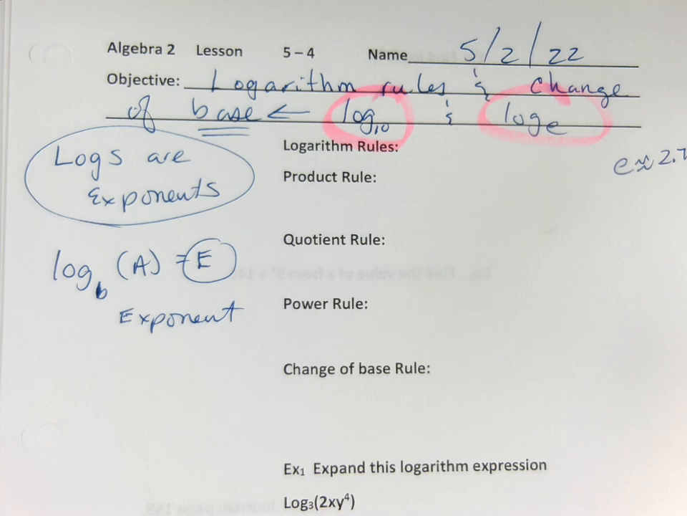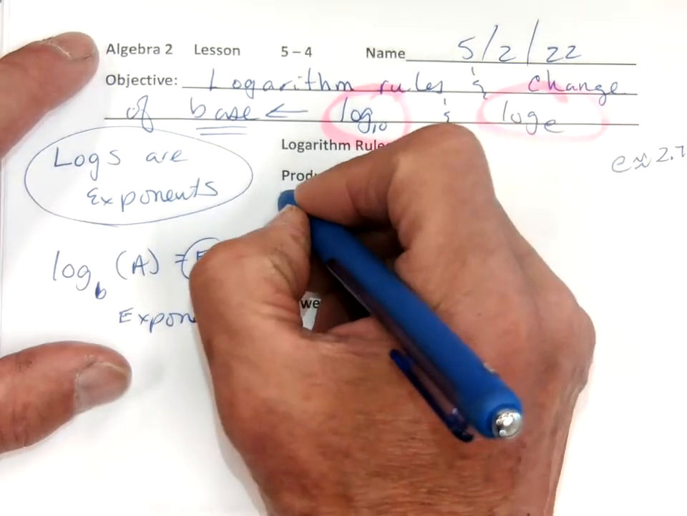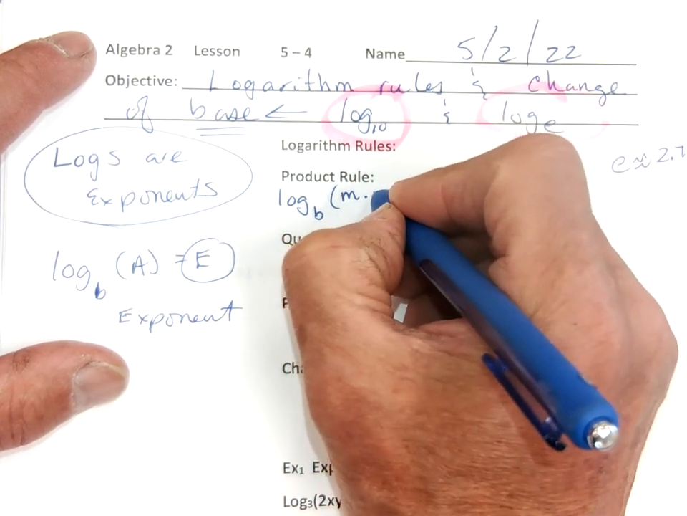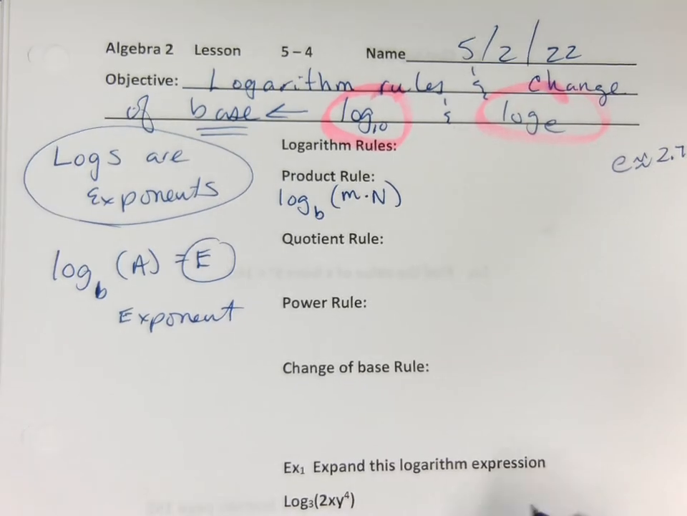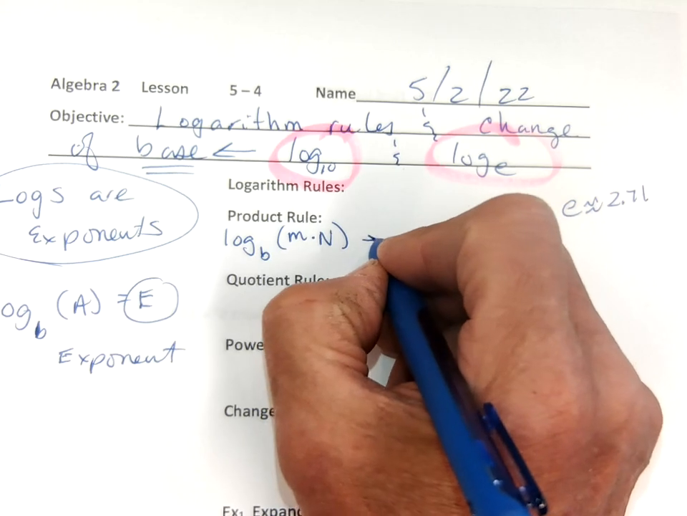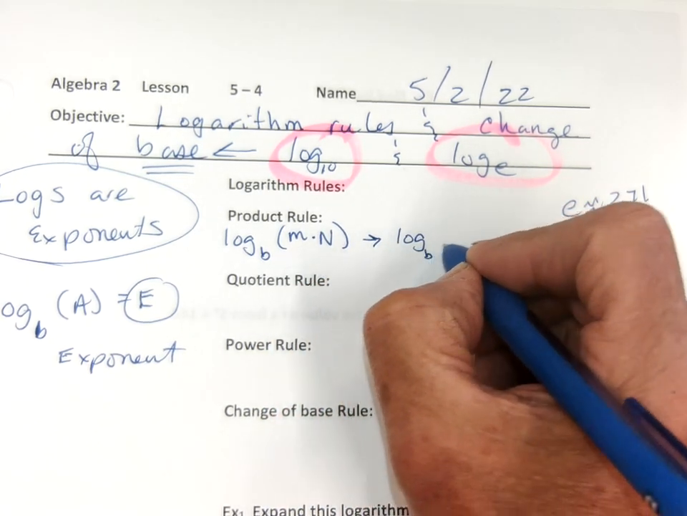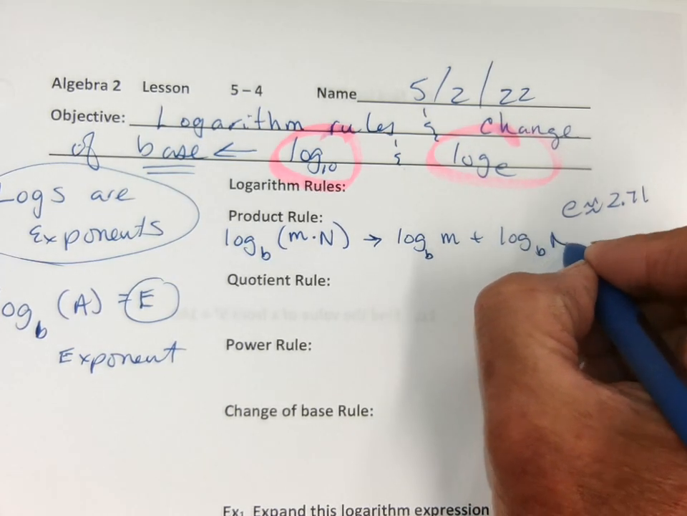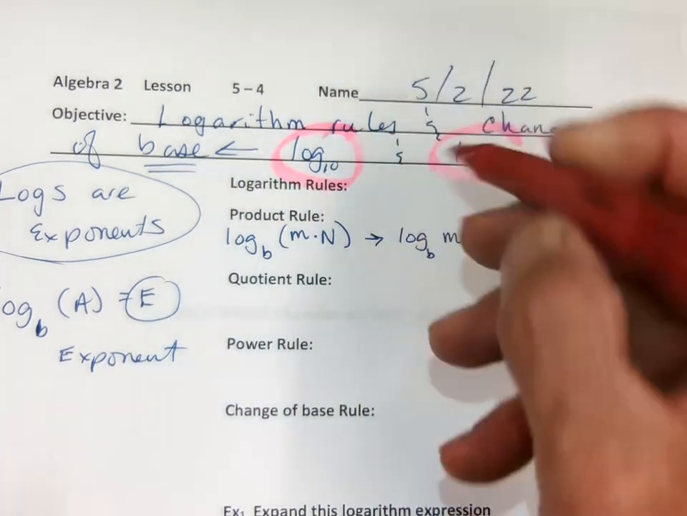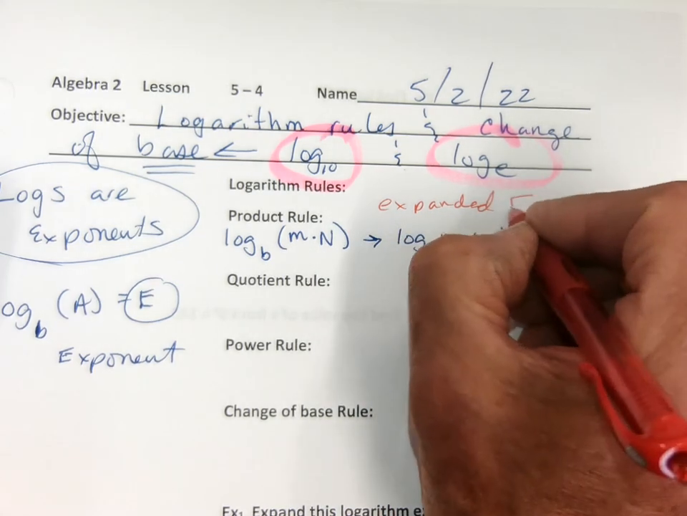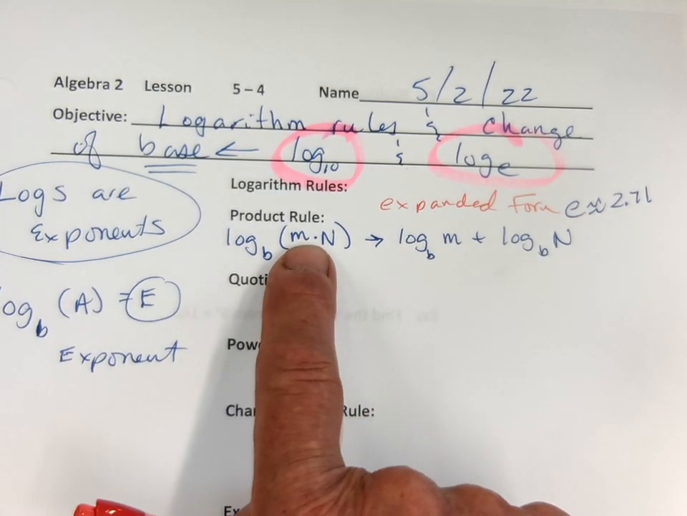If logarithms are exponents, they have to follow the exponent rules. They do. So our first rule, called the product rule, starts out with this. If I have log base b of some expression m times n, we can rewrite this in expanded form: log base b of m plus log base b of n. When we multiply the bases, we add exponents.